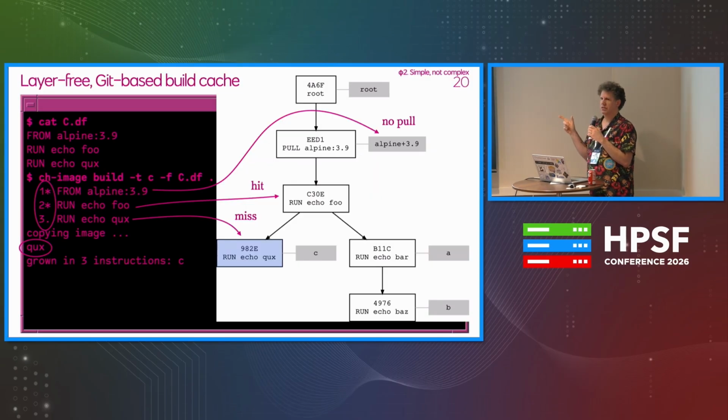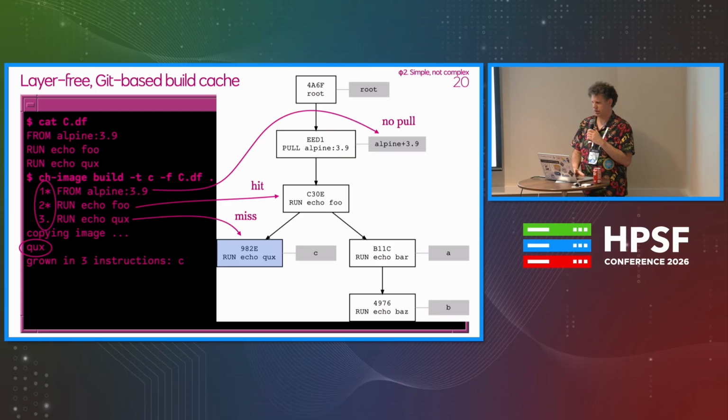Charliecloud doesn't do layers, and this is a little heretical. What we do is we think about, and I'm not going to go through this whole slide, you start with an empty image and then you modify it in various ways, and you end up with a tree, perhaps a tag in the future. We're like, okay, let's think about it in terms of a tree rather than layers, right? A layer is just a diff. Git is really good at trees with modifications, so we put our build cache in Git. We have a cool paper about that.